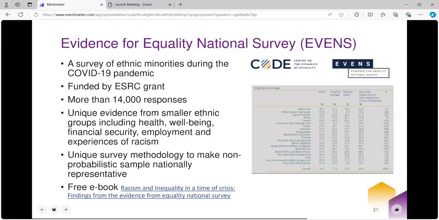This survey was largely web-based. There was some face-to-face work. It was promoted through voluntary sector groups. And then some very sophisticated statistical techniques were used to make that nationally representative. So beyond the normal kind of weighting that we'll talk about in a bit. If you are interested, there's a link there to the free ebook which summarized the findings from that.